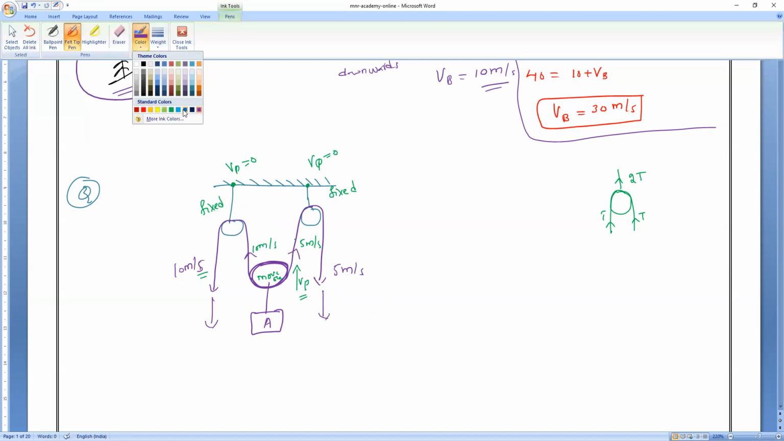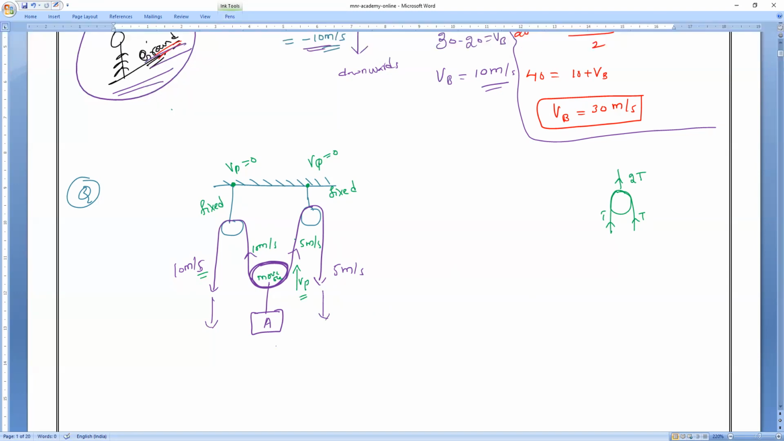So I want to find the velocity of A. Velocity of A or velocity of the pulley? Both are the same. Am I right or wrong? Whatever the pulley is going upward with, the A body will also go with the same velocity. So which pulley is it? Movable pulley. Clear, everybody? So VA is equal to the velocity of the pulley, which is equal to what is the formula?